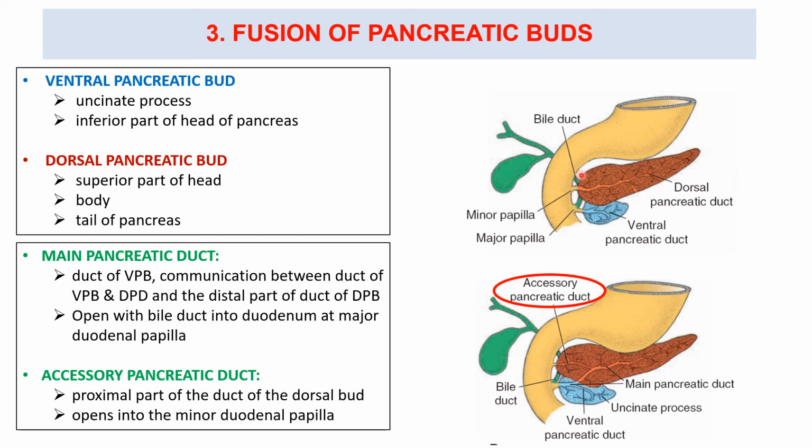So the derivatives of the dorsal pancreatic bud and the ventral pancreatic bud should be clear to you and should be remembered. The formation of both the main pancreatic duct and accessory pancreatic duct should be remembered. So we are done with the pancreas development.